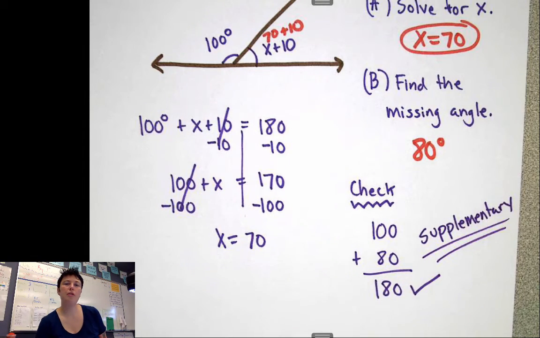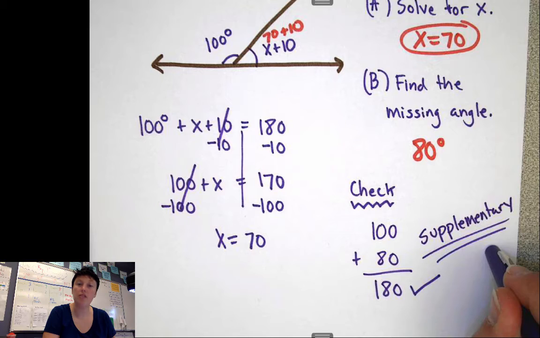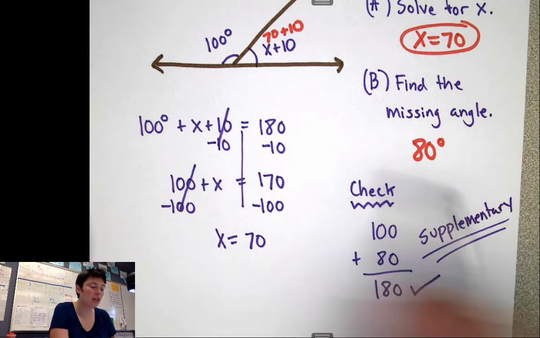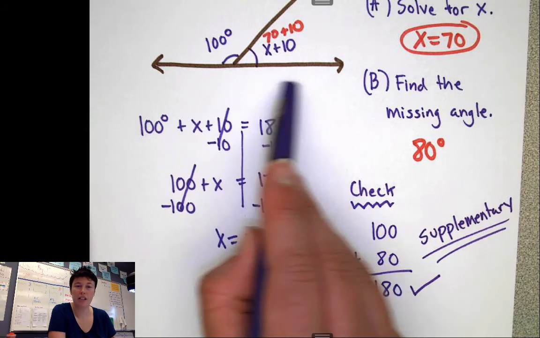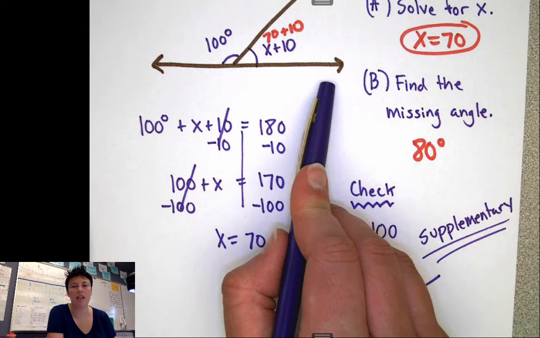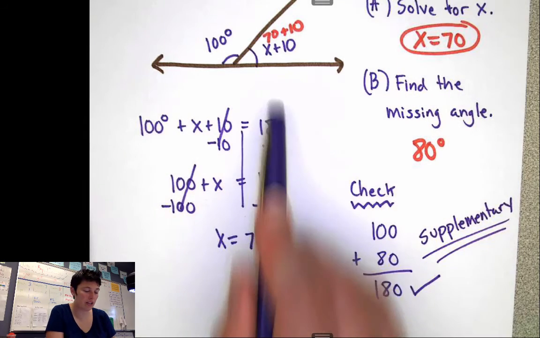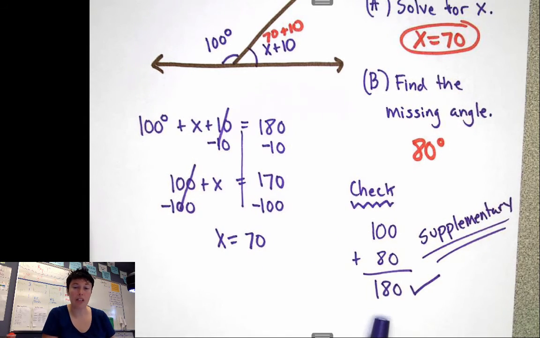Now, sometimes you'll get these problems and you'll be asked to justify your answer. Prove it. Tell me how you know you're right. Well, this is how I know I'm right. All supplementary angles, all angles that land on a line like this, add up to 180. So as long as everything checks out and I get 180, then I know I'm doing these problems correct.